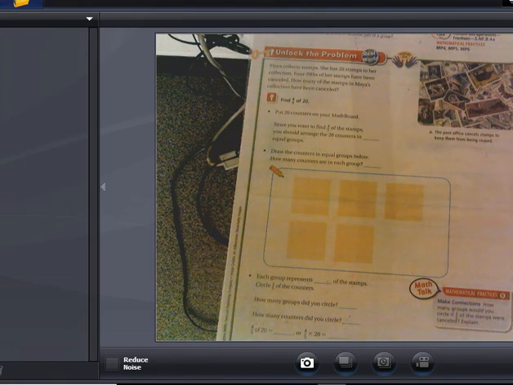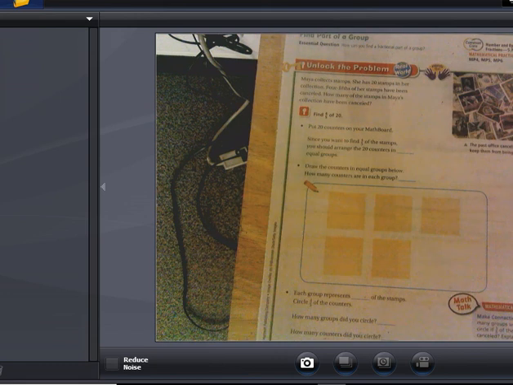All right, boys and girls, we are working on multiplying fractions. We know that when we add and subtract a fraction, we have to find a common denominator. So let's see what we get to do with multiplying fractions.